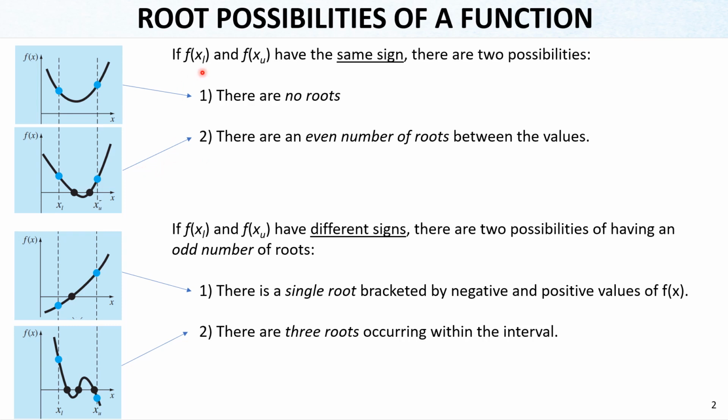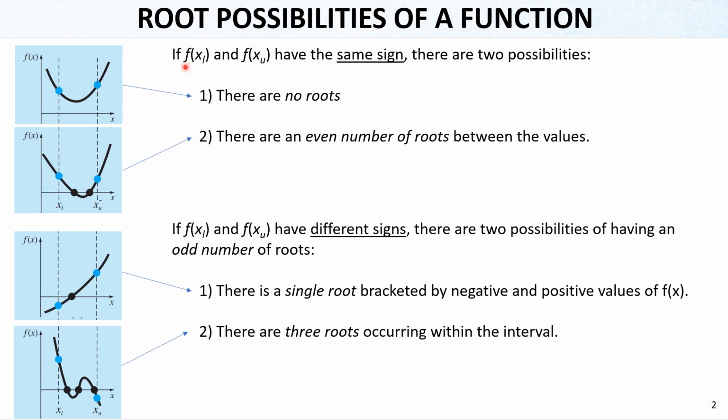Let's say if the upper bound and lower bound function values are at the same region, or if they have the same sign, there are two possibilities. Here you can see there are no roots because lower and upper are not crossing the x-axis. Basically, we will have a root when the function crosses the x-axis like this. Here it doesn't cross the x-axis. That's why there is no root.